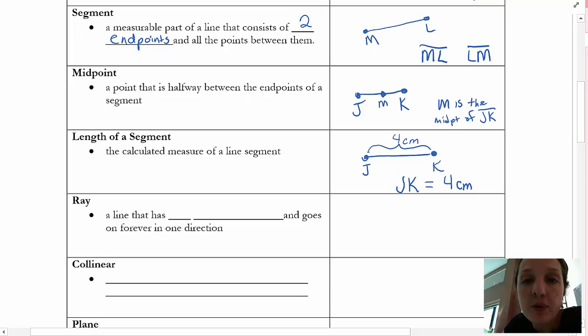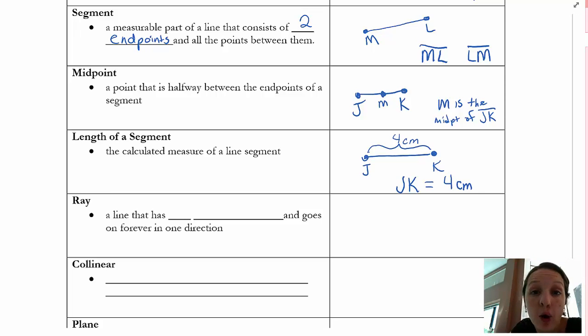But Mrs. Fibber, you didn't put the bar over the J and the K. That's okay. JK doesn't need a bar when you're talking about its length. And that's something that's going to come up a lot in geometry, is that the way that you write things down is really important.